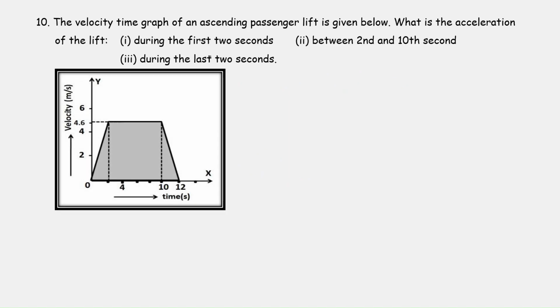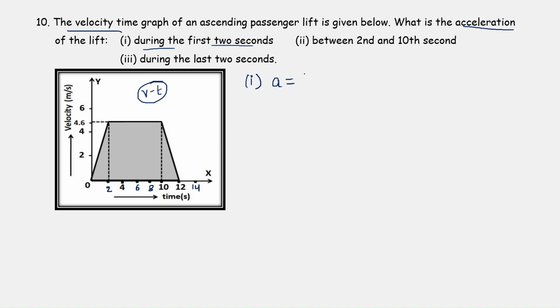Here is our 10th question, a graph based question. The velocity time graph of an ascending passenger lift is given below. What is the acceleration of the lift? Okay, so first is during the first 2 seconds, and first we'll find out one after the other. If you consider, here we can write 2, 4, 6, 8, 14. So this is the time they have given. Velocity is also mentioned along the y-axis. Here, what we have to find out is acceleration. So what is the acceleration?